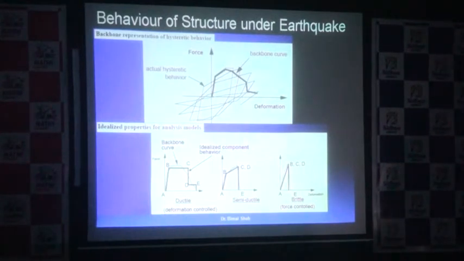A backbone curve is basically idealized as something like this. You can see that this is the backbone curve, and on it we mark a number of points which you call A, B, C, D and E. If you have different types of structures, like semi-ductile and brittle structures, you can see where these points A, B, C, D go.